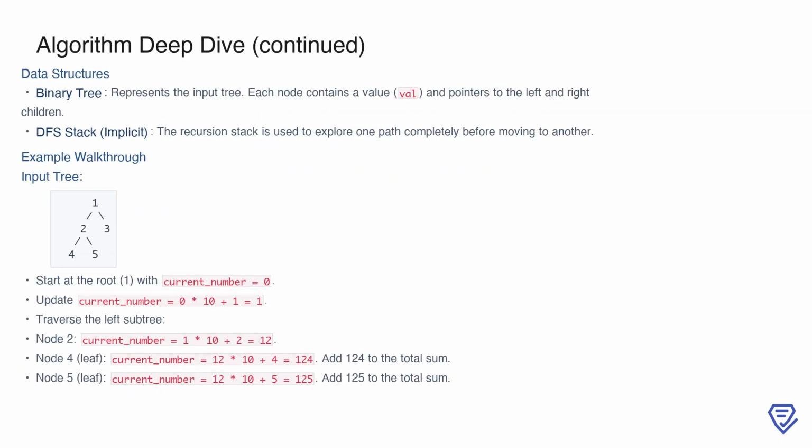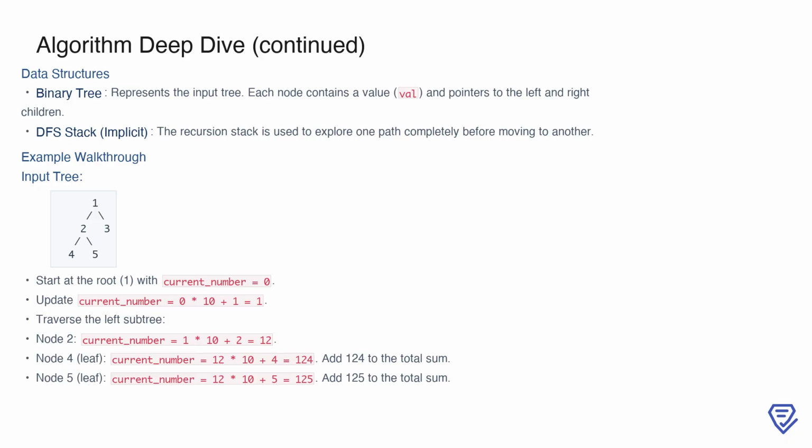To implement this algorithm, we rely on the binary tree structure and the recursive DFS approach. The binary tree serves as the input, where each node has a value and pointers to its left and right children. The recursion stack acts as an implicit data structure that allows us to explore one path fully before moving on to the next. Let's consider an example to see this in action.